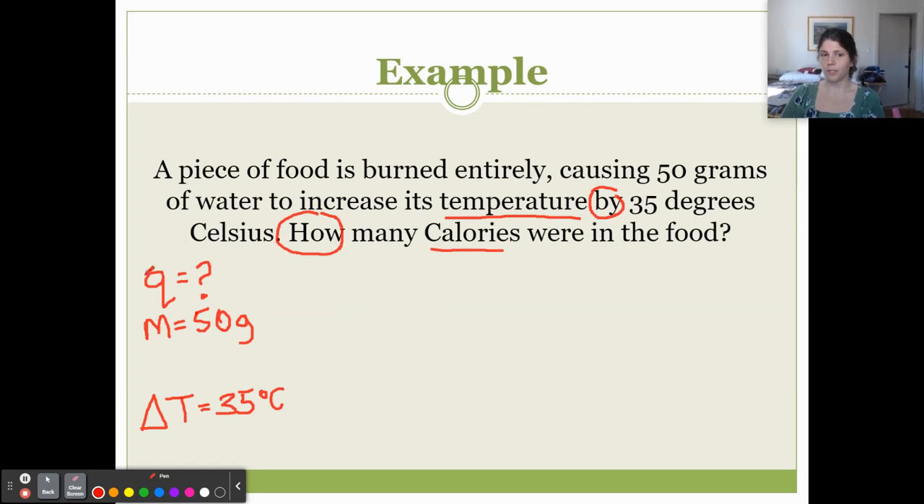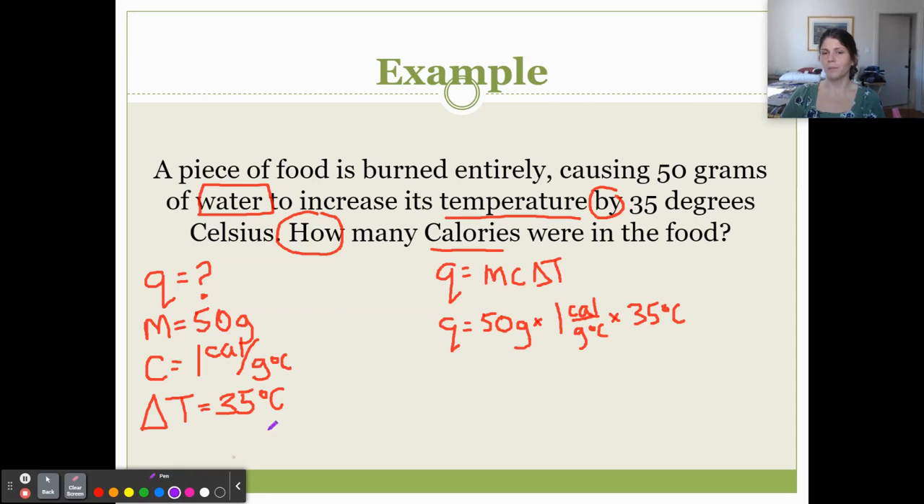In order to solve for Q, we need to use that really important equation, Q equals MC delta T. But what was C again? C is called the specific heat, and it's a constant. It's known for almost every substance at this point. For water, the C is always 1. So we can just plug in: the mass is 50, the C is 1, and the change of temperature is 35. I'd like you to put units in your work because then we can cancel out units. Grams cancels out with grams, as does degrees Celsius, so we're left with just calories.